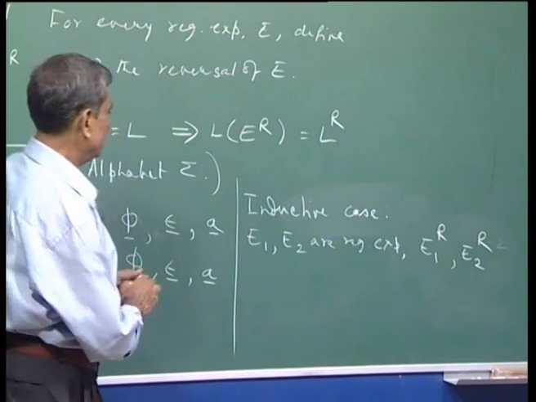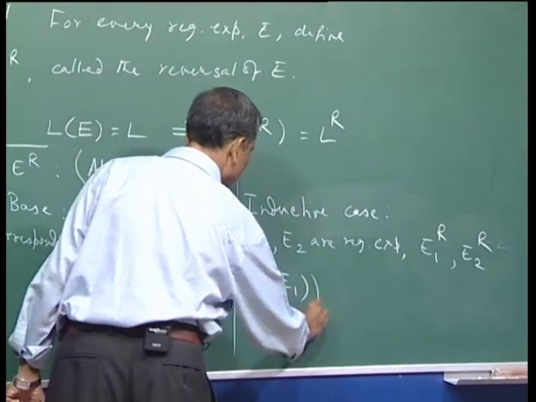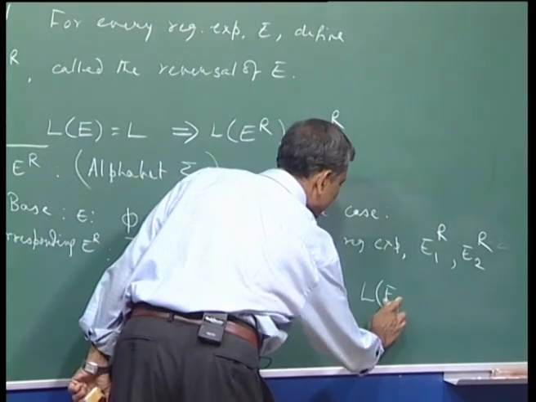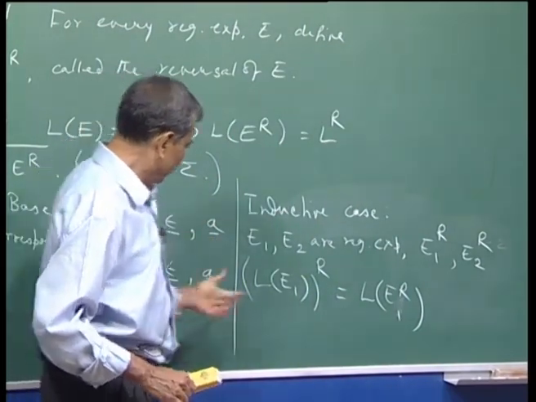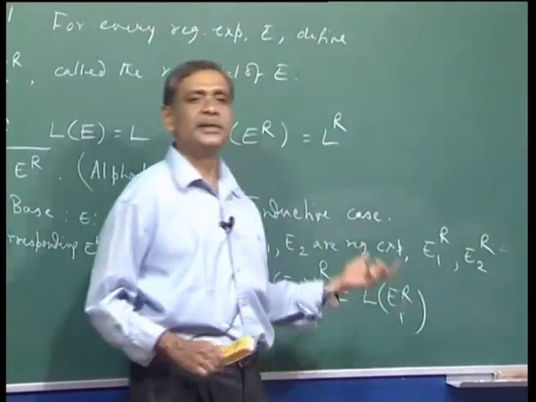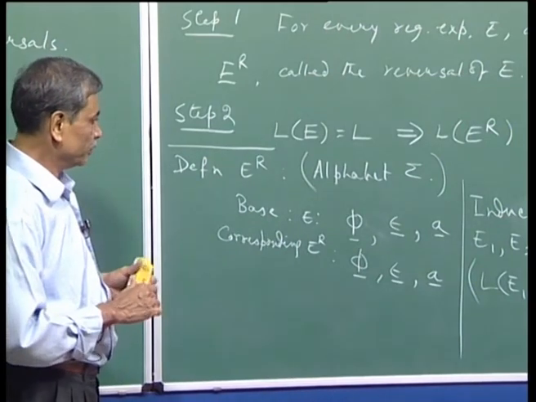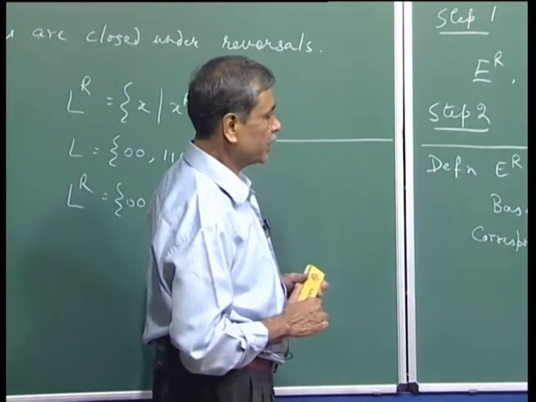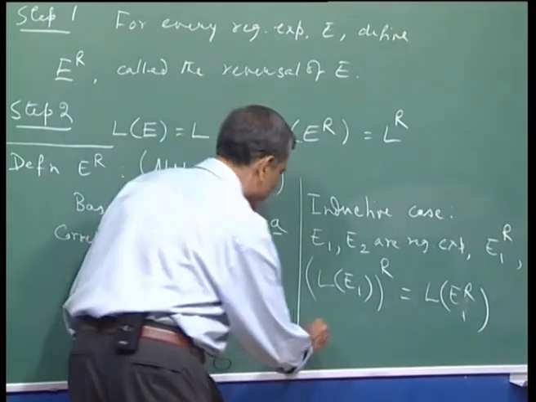We will say that the language denoted by E1's reversal is the reversal of the language denoted by E1. So let's just spend one moment on this. From E1, we obtained E1 reversal syntactically, by the rules that I discussed last time, but maybe I'll discuss it once more here for one particular case. And this is stating that inductively we can assume these two facts.